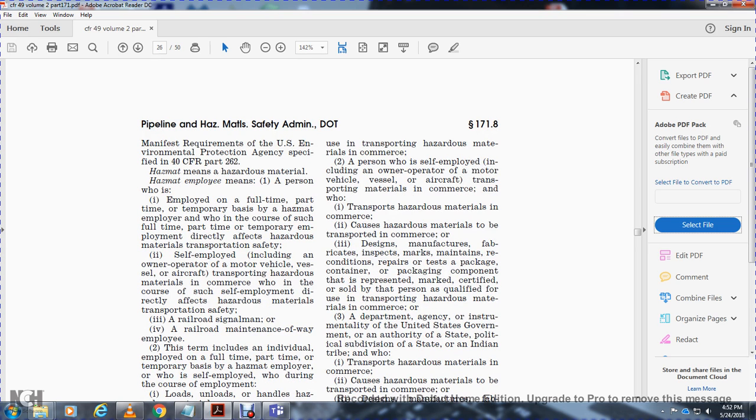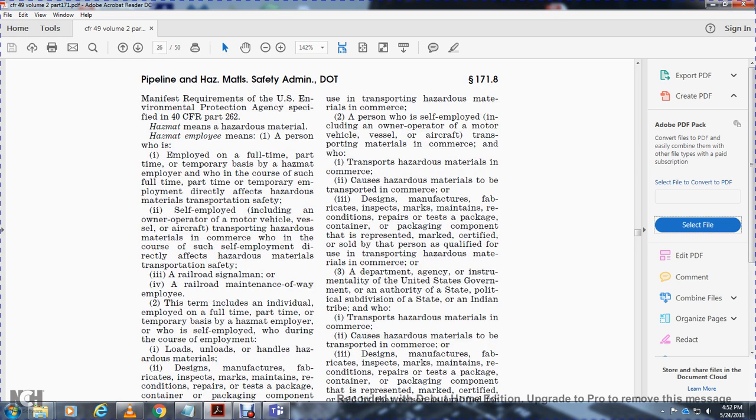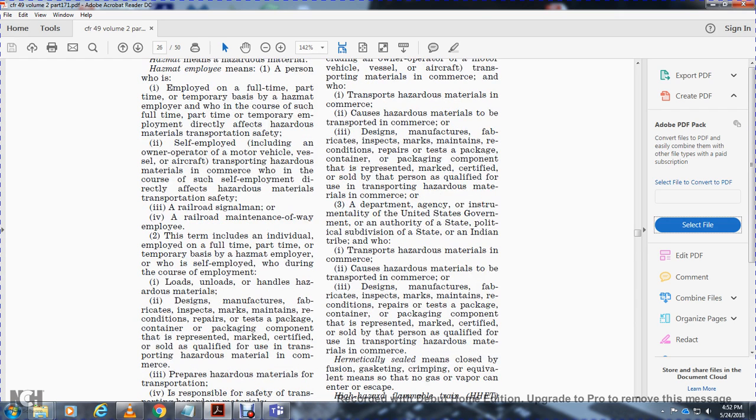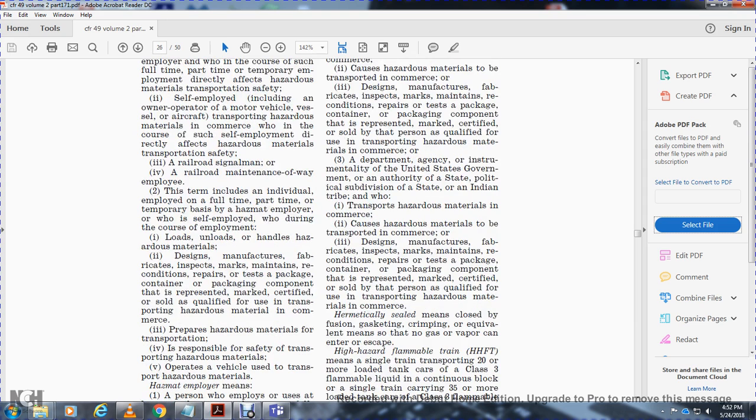Three, a department, agency, or instrumentality of the United States government, or an authority of a state, political subdivision of a state, or Indian tribe, that transports hazardous material in commerce or causes hazardous material to be transported in commerce, including designing, manufacturing, fabricating, inspecting, marking, maintaining, reconditioning, preparing, and testing packages and components that are represented, marked, certified, and sold as qualified for transportation of hazardous material in commerce.